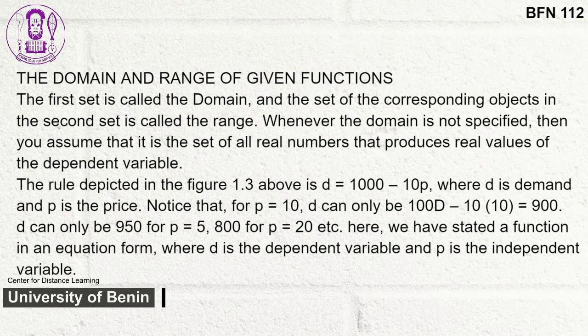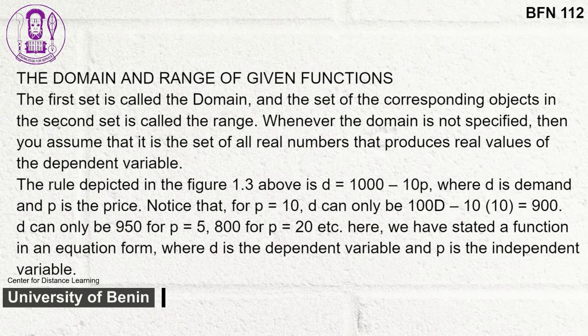The rule depicted in figure 1.3 above is d = 1000 - 10p, where d is demand and p is the price. Notice that, for p = 10, d can only be 900. D can only be 950 for p = 5, 800 for p = 20, etc.